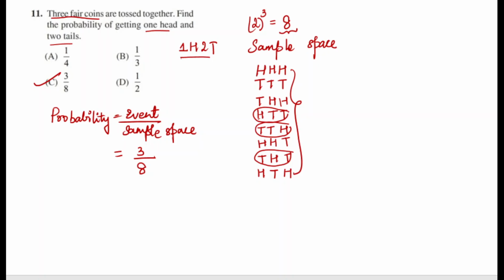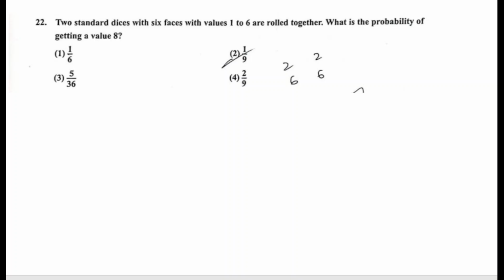What do we have? Here we have two standard dice with 6 faces with values 1 to 6, rolled together. Two standard dice with 6 faces means the overall sample space I can write as 6 to the power of 2. 6 faces, and the power of 2 means 2 dice. So it will be 36. What is the probability of getting a value 8? Means on throwing 2 dice, on the upper face we need to get a value equal to 8. So what is the probability?